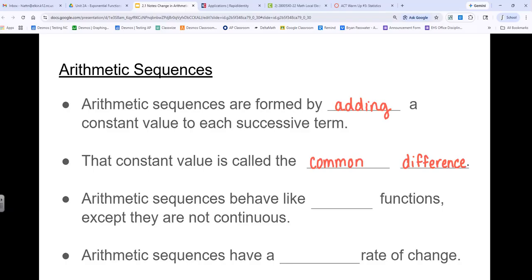Arithmetic sequences behave like linear functions, except they are not continuous. Right? So rather than having a straight line, we just have a bunch of dots that are in a straight line. Okay? Arithmetic sequences have a constant rate of change.